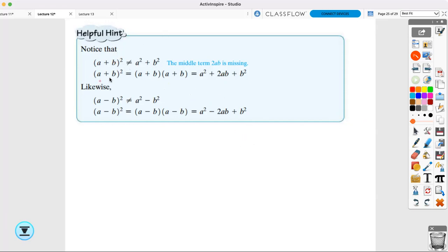If you multiply this out using FOIL, a times a, a squared, a times b, ab, b times a, BA, B times B, B squared. AB plus BA is 2AB. So you see what I mean? As long as you know how to multiply binomials, you can clearly see this mistake, okay? That's why I've included this helpful hint. Does anyone need more time to copy this down before we move on to the next slide?